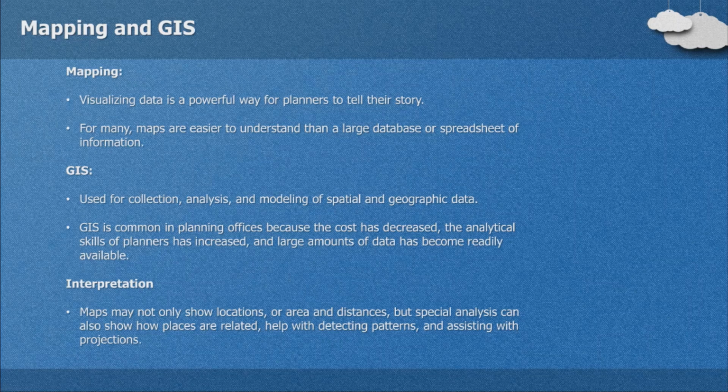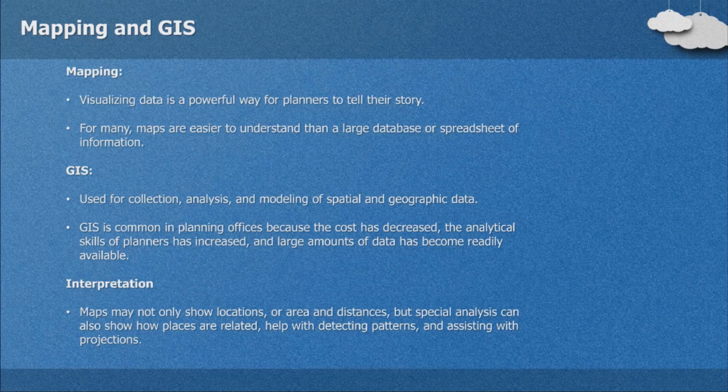Kind of bridging all this together, mapping in GIS. How do we visualize that data? GIS is powerful, allows a great way to tell our story. For many, maps are easier to read, easier to understand. We're publishing maps now out on the internet. So know that GIS is essentially a spreadsheet tied to the Earth. And GIS is used to collect, analyze, and model spatial and geographic data.